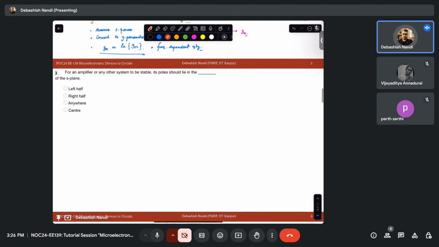Again, for an amplifier or any other system for that matter to be stable, the pole should lie in the dash of the S plane. Left half. Option A. Why?